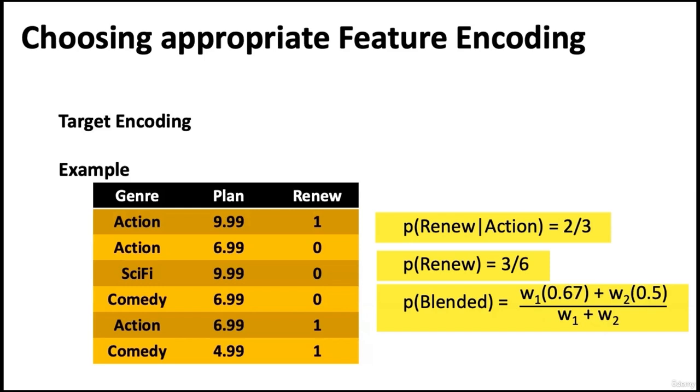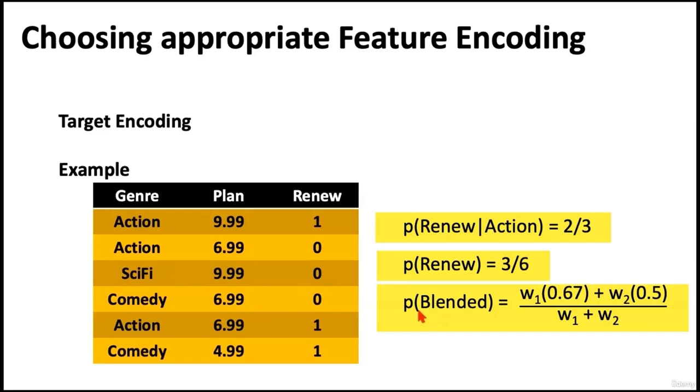This is done to ensure that for those records which have minimal occurrences, for example sci-fi, which in our data occurs just once, we do not make wrong decisions. As per this, it looks like if somebody has sci-fi as the preferred genre, this person will never renew. But would that be the case? We have very limited representation of sci-fi here.